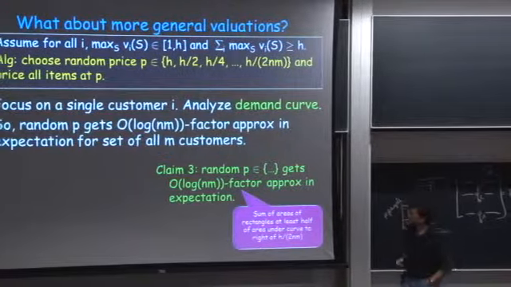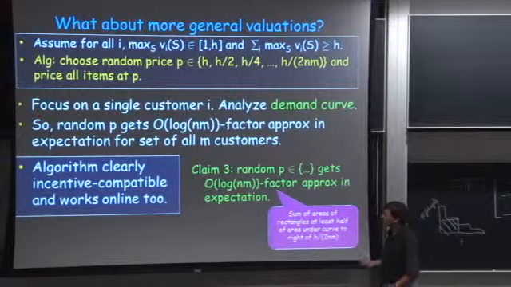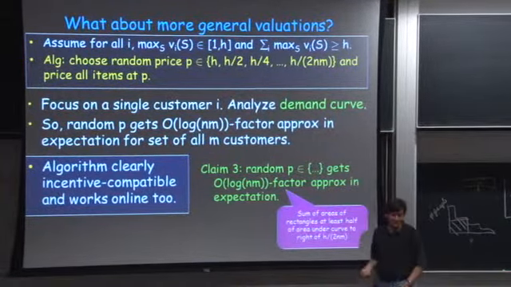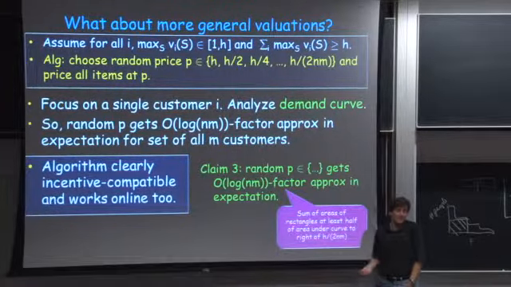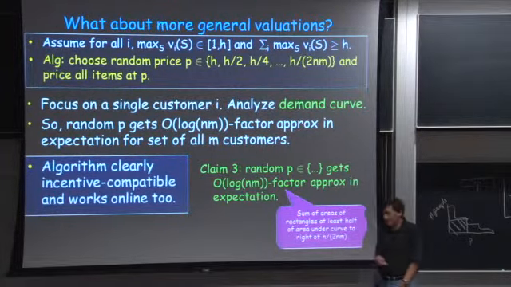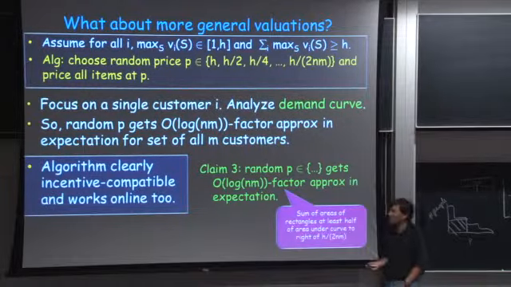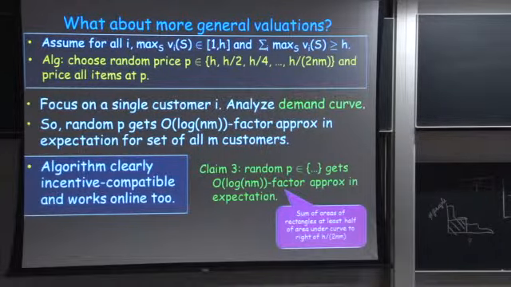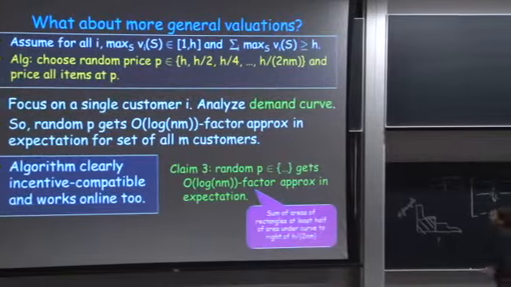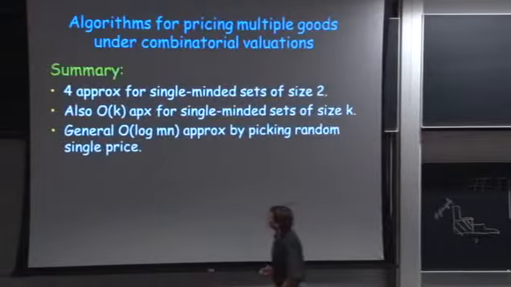Okay. Good. The algorithm's clearly incentive compatible and online, because what does it do? It picks the price, just uses it. And what can you do? Come in today, come in tomorrow. I mean, all you can do is buy or not buy. There's no haggling. It's just prices. Okay.